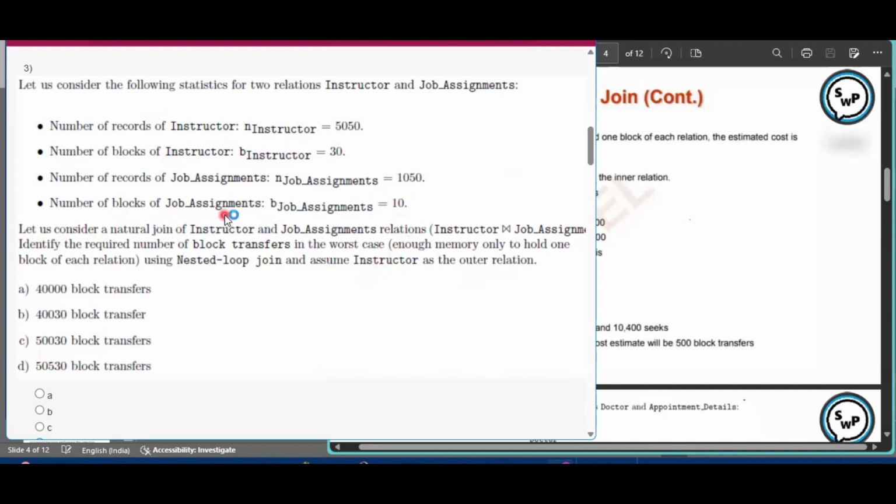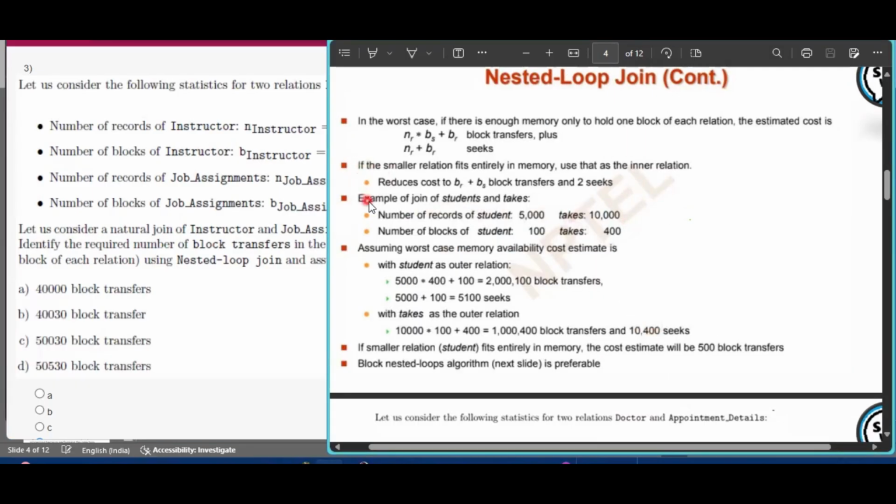And on the other hand, if job assignment is the outer relation, then we have to multiply the number of records of job assignment into the number of blocks of instructor plus the number of blocks of job assignment. We can clear our doubts by watching this example: the number of records of student is 5000 and it takes 10,000, and the number of blocks of student is 100 and it takes 400. So if we assume that the student is the outer relation, then we have to multiply this 5000 into 400 plus this 100. Okay, this is the total number of block transfers.